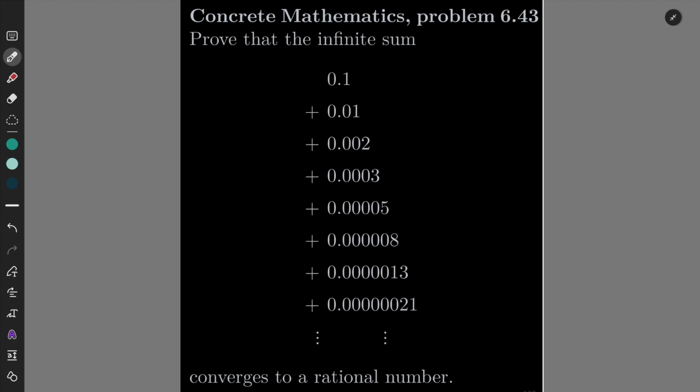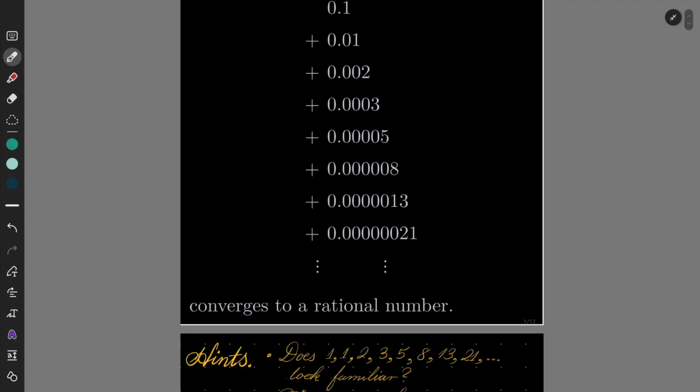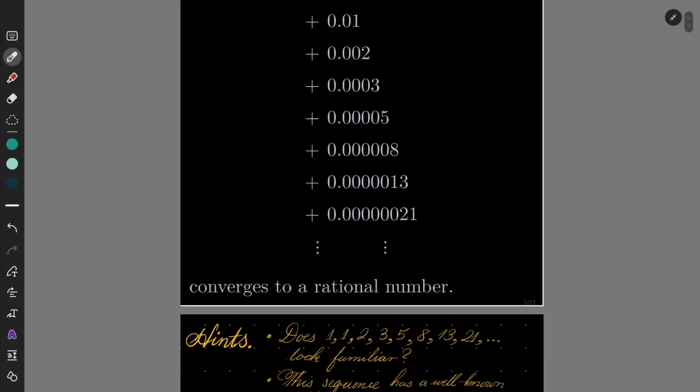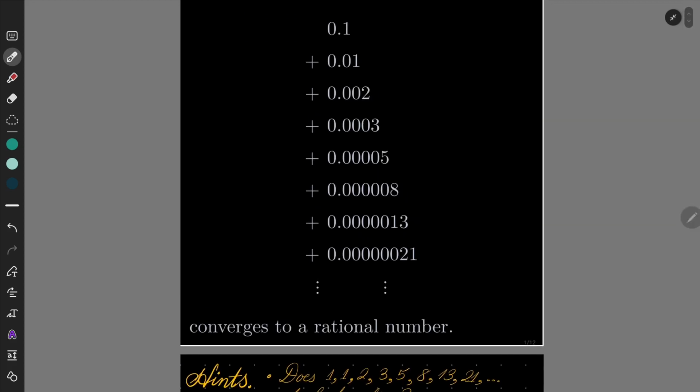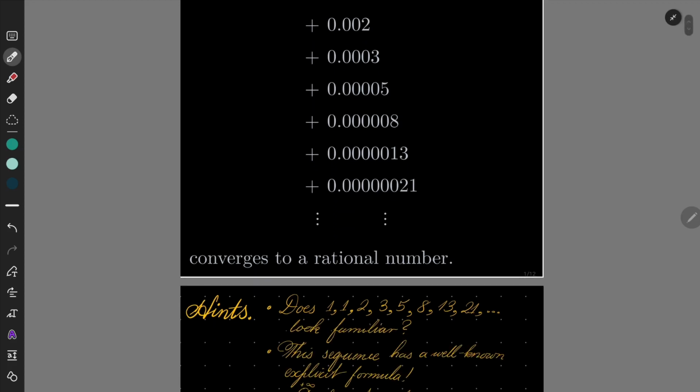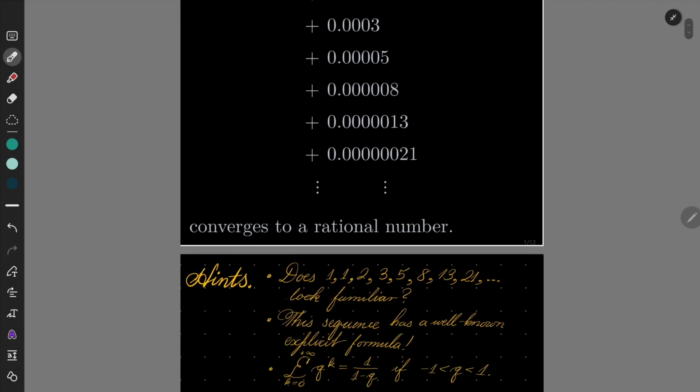Because it's not obvious, because an infinite sum of rational numbers can in fact converge also to an irrational number. So it's not obvious straight away. Okay. My hints for this problem: this sequence 1, 1, 2, 3, 5, 8, 13, 21 and so on should look familiar to you. And also, this sequence has a well-known explicit closed formula.